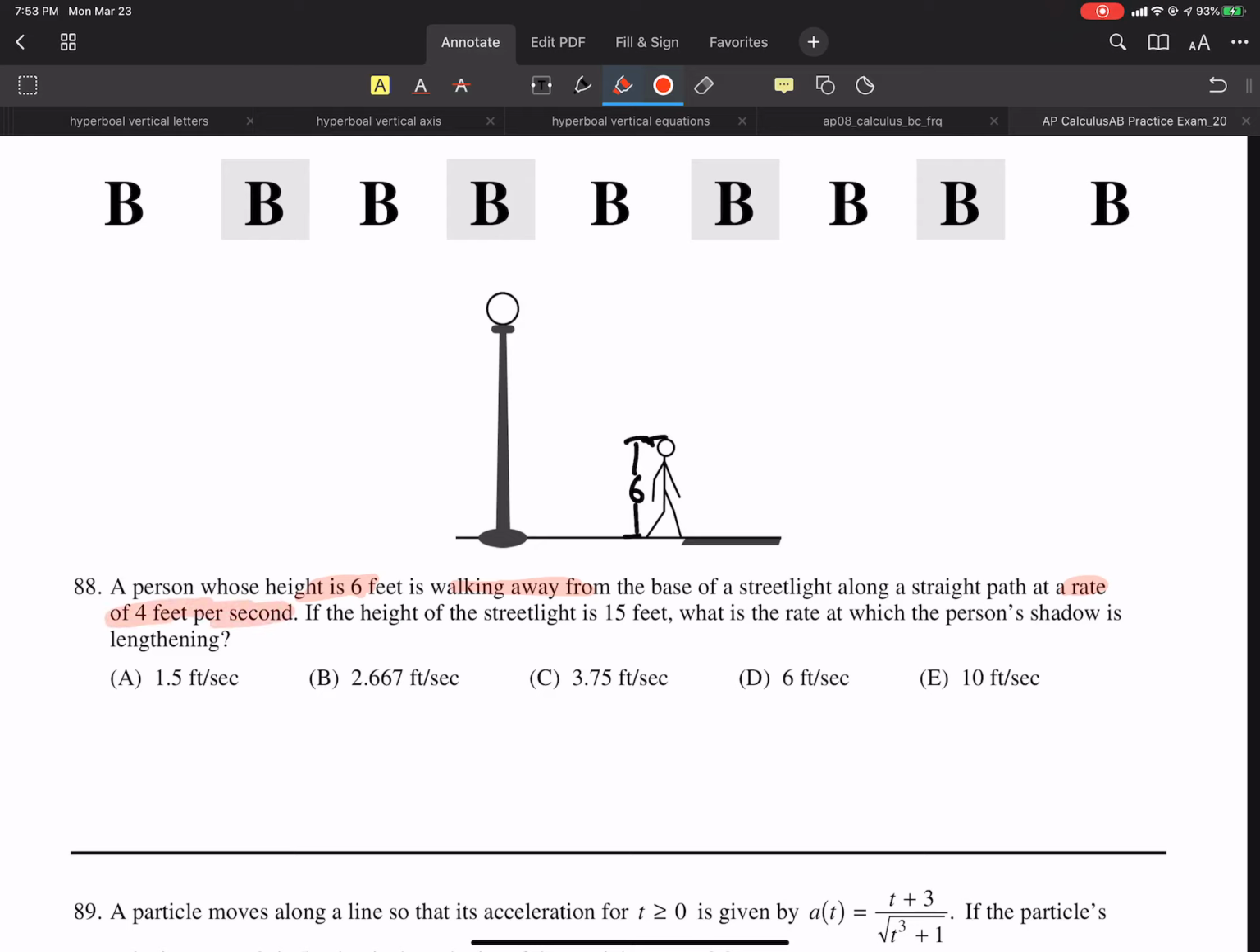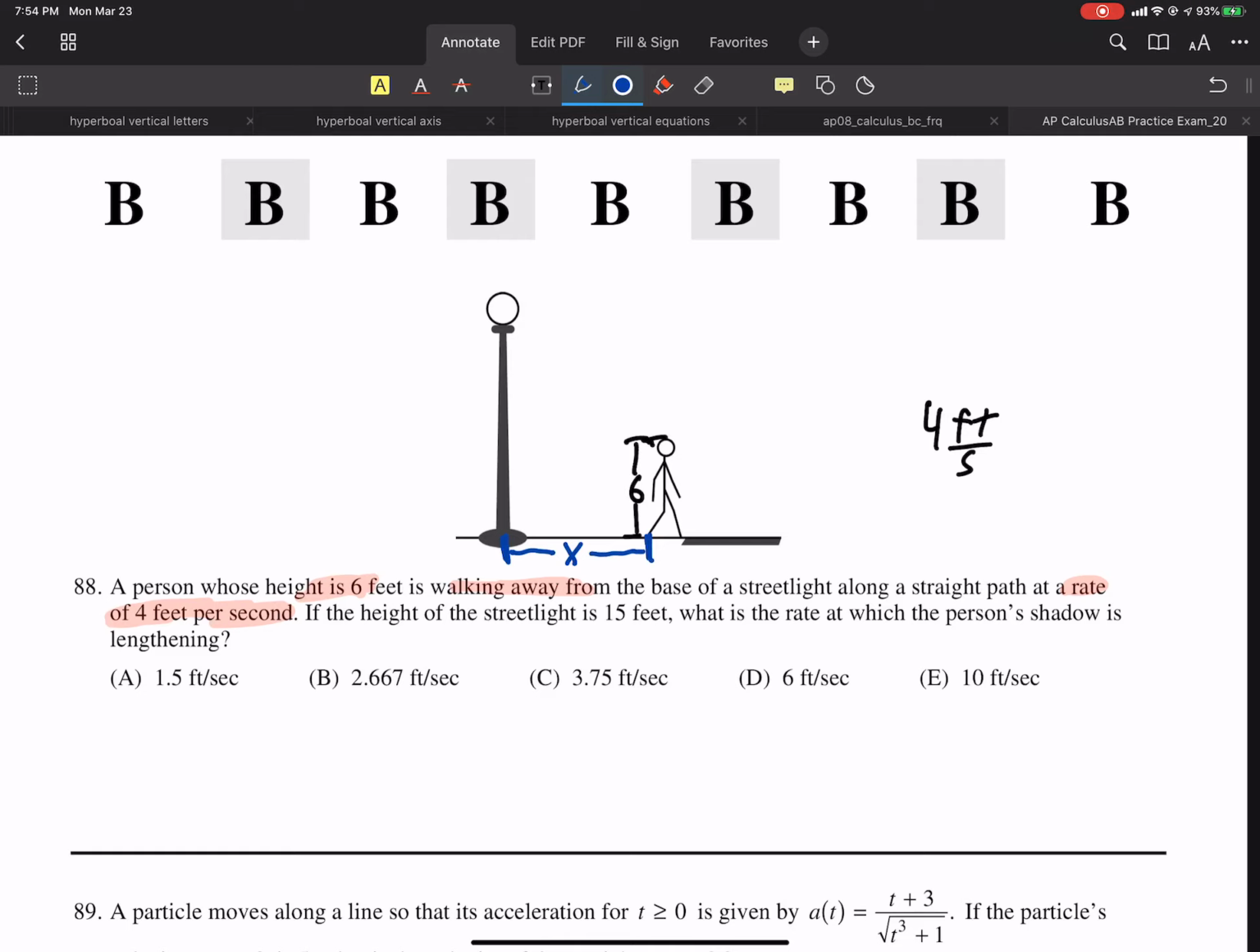So something is changing 4 feet every second. What's changing? We have to define what's changing 4 feet every second. So I'm going to define it as a distance from the light post. Now you can pick other reference points, but the light post is given. It's so easy. And this distance I'll call x.